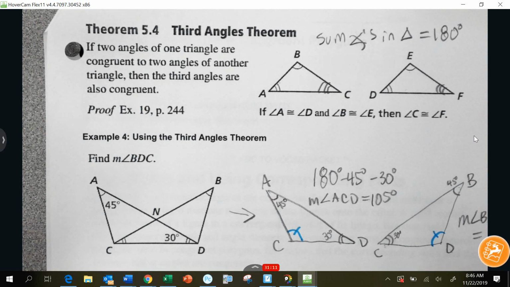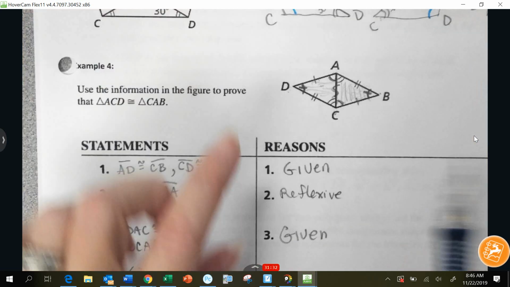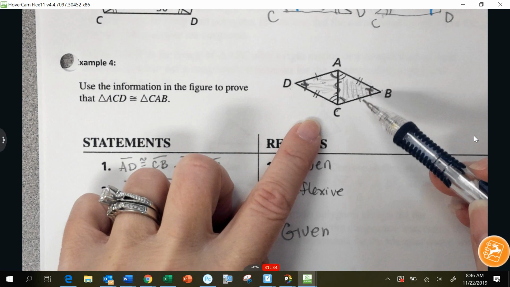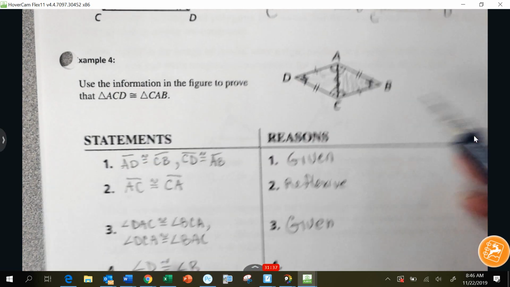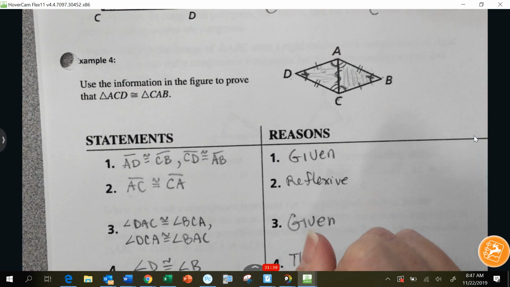The reason is somewhere on this page. Reasons are like definitions, properties, theorems, postulates. He knows. It's the third angle theorem because we already have two angles congruent. Therefore, the third angle has to be congruent. Thank you, Aaron.